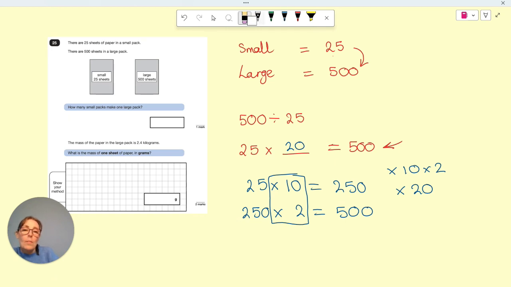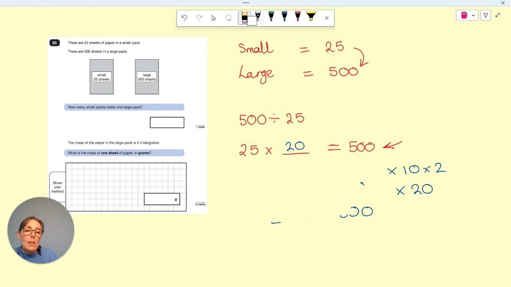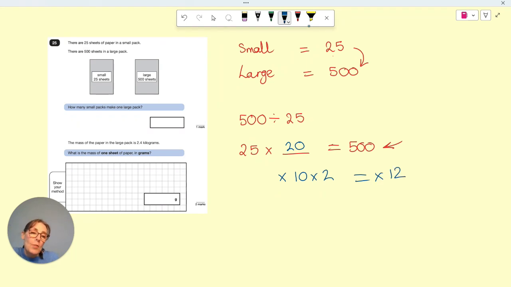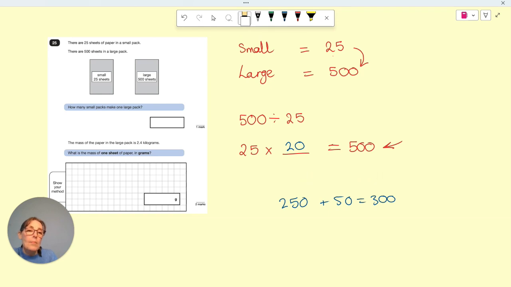Let's think. Could it be times 20 if it's times 10 times 2? But if it was times 12, then it'd be 25 times 10, which is 250, and 25 times 2, which is 50. So that would make 300. So times 10 times 2 must be 10 times 2, which is 20. So that is my answer. How many small packs make one large pack? I think it's 20.